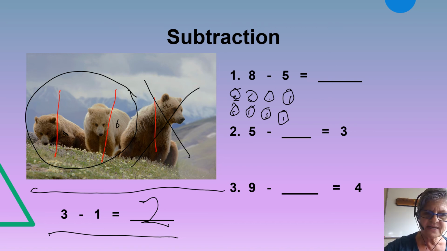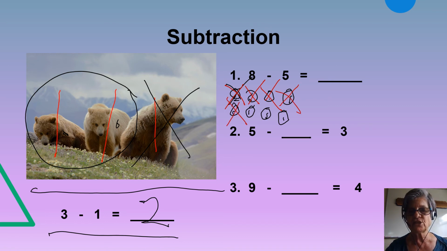So I'm going to get another color and I'm going to cross out 5 circles. Oop, I thought I grabbed another color. I didn't. Let me try again. 1, 2, 3, 4, and 5. So I started by making 8 circles and the number sentence started with 8. Then said take away 5. So I crossed out 5. Now it goes equals how many are left.